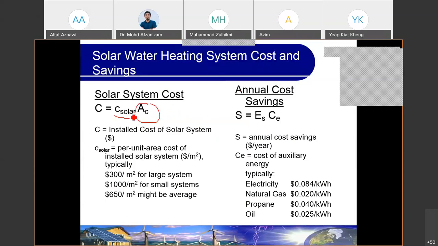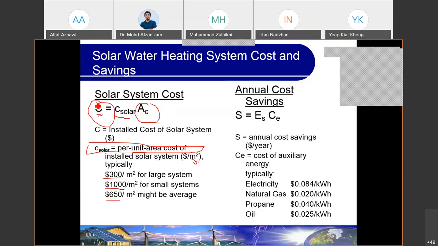Okay. C solar means the cost of the solar, C solar per unit area. So in dollars, $300, $1,000, $150. Since the cost is per meter square, you can get the total cost, because you have the AC in meter square as well. Just multiply by C solar and get the total system cost.